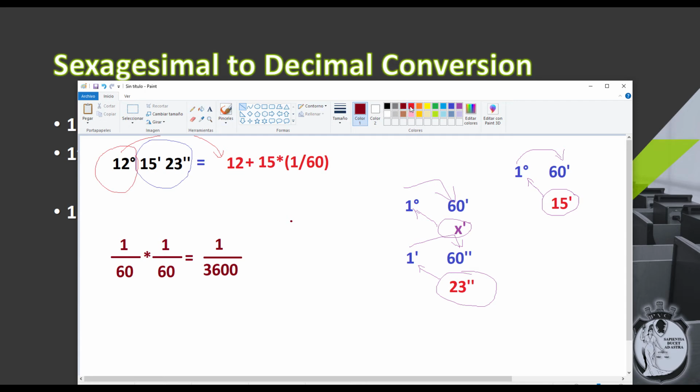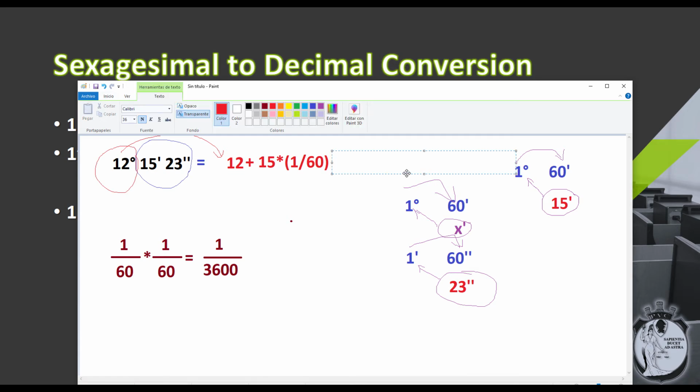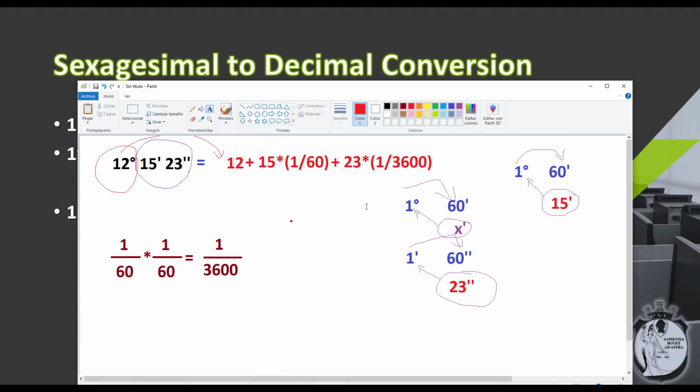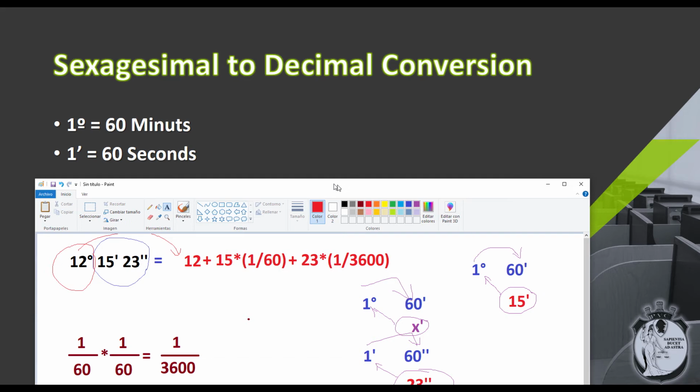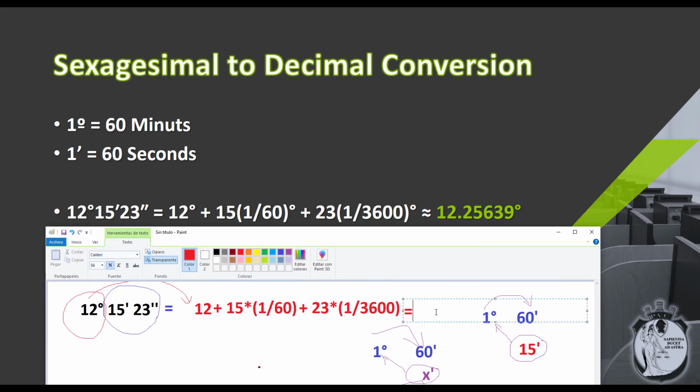Now to convert the seconds to degrees, add 23 seconds multiplied by 1 divided by 3,600. Yeah, so in that case the result is 12.2563.9 degrees. Yep.